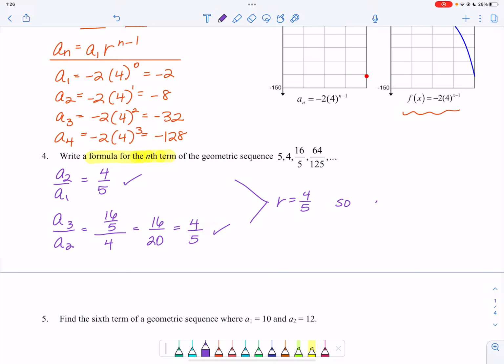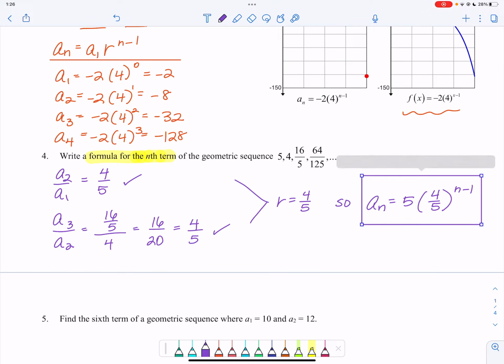So we have A sub n is our first term times R to the n minus 1 power. And that is the formula for the nth term.